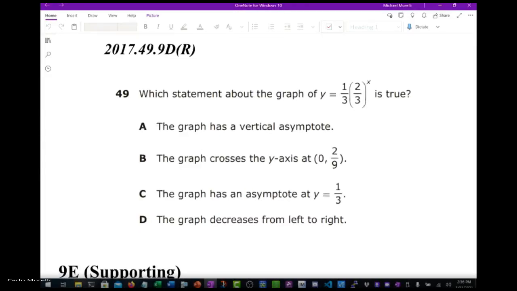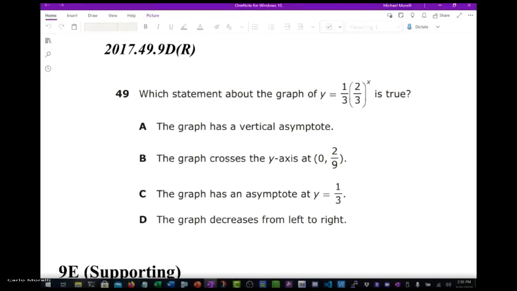And we're on to our final question. Is this exponential growth or decay? Decay, because it's less than 1. Where does it cross the y-axis? 1/3. So you can eliminate B. We don't really know about the asymptote. We don't know about A or C, but look at D. Does it decrease? Yeah, it's a decay function. So that D is correct. So we don't care about the asymptote.